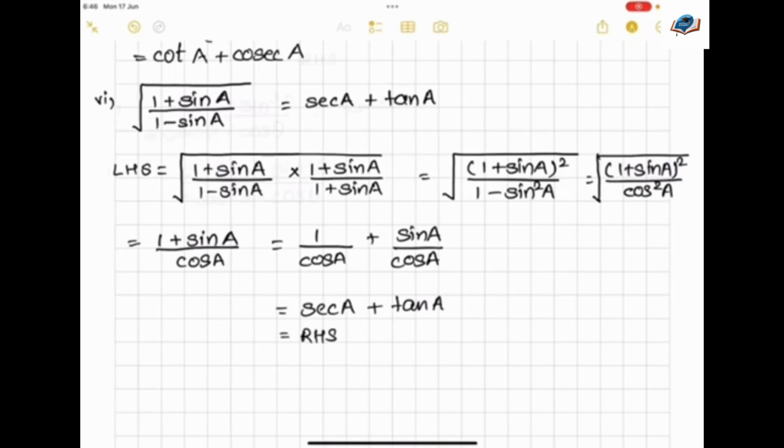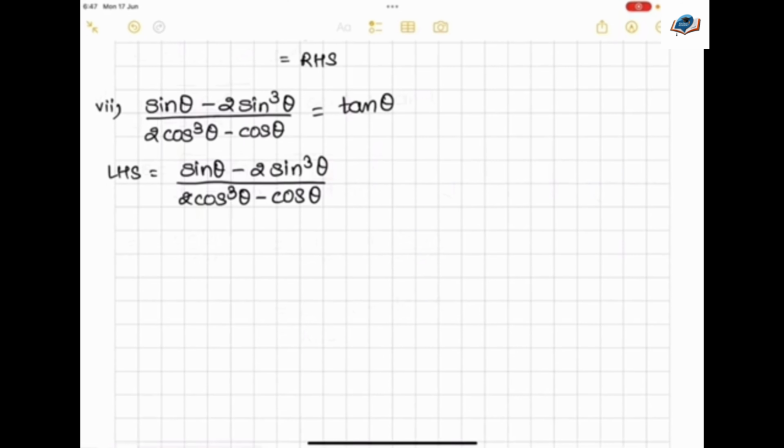Now seventh one says sin theta minus 2 sin cube theta upon 2 cos cube theta minus cos theta equal to tan theta. So LHS, I am taking sin theta from the numerator common. So 1 minus 2 sin square theta whole upon cos theta I am taking common. So I will get 2 cos square theta minus 1.